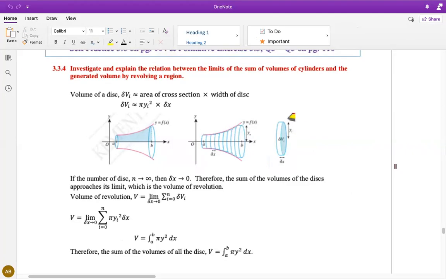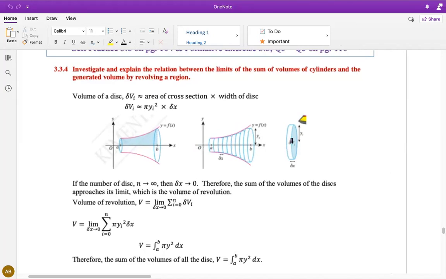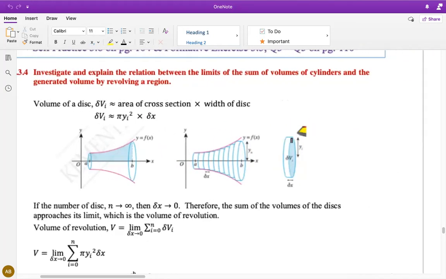Okay, today we're going to learn how to use integration to find the volume generated. We call it the volume of revolution. You can see here a diagram from the textbook. How do we get the formula for the volume of revolution? That is from integration. So you can see the diagram here.